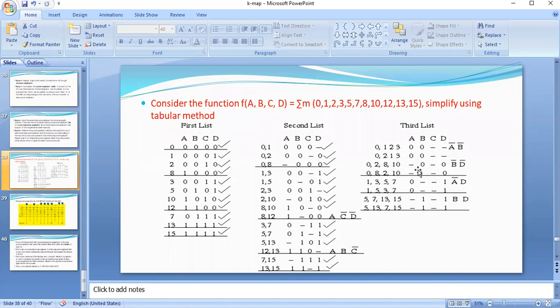Minterms are same and expression is same, so we have to treat it as 1. So 0, 1, 2, 3, A bar B bar is a prime implicant. 0, 2, 8, 10 is a prime implicant. 1, 3, 5, 7 is a prime implicant. 5, 7, 13, 15 is a prime implicant. And the 8, 12 pair is also a prime implicant. The 12, 13 pair is also a prime implicant. So we have 1, 2, 3, 4, 5, 6 prime implicants. In this case, we have 6 prime implicants.